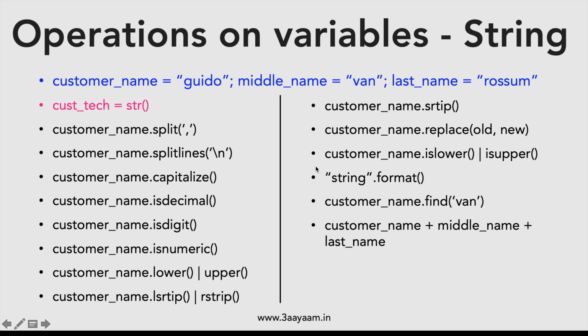We can check whether it contains lowercase letters or uppercase letters, and then we can use format also. We'll talk about format later on in conjunction with print. Then you can find a particular value in a string, and then we can concatenate multiple strings also. So let's say I want to concatenate customer name, middle name and last name. We can use this plus sign, and all these three names would be concatenated.